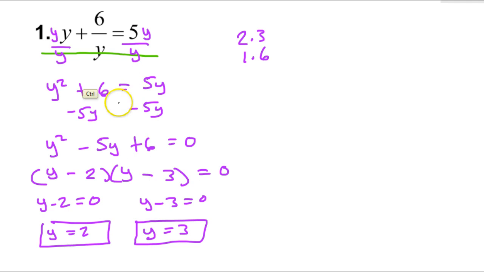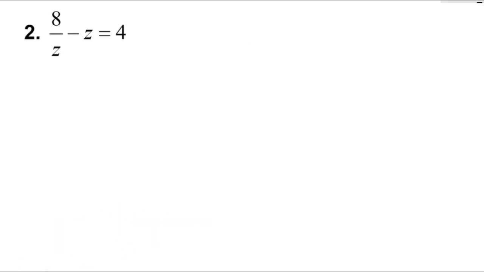Do a quick check looking back to make sure that neither of these solutions are extraneous solutions, meaning we can't divide by 0. So if either of these values will cause a 0 denominator, they are essentially illegal. But the only denominator is y. So that just means that y cannot equal 0. And neither of these are 0, so we're okay.